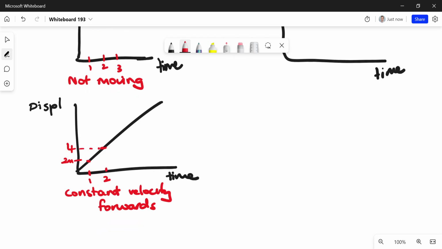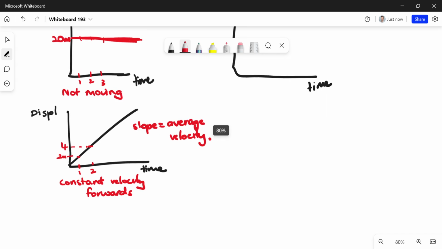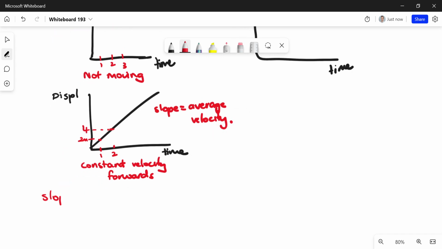Now, the other thing you might be able to interpret from that is that when I say it's moving at a constant velocity, this is also represented by the fact that the slope of this graph represents the average velocity. The reason is that the slope of any graph is equal to rise over run, which hopefully we know from our work in maths, and which can also be represented by y2 take y1 over x2 take x1. If you look at what's on the y-axis, we've got displacement, and on the x-axis we have time.